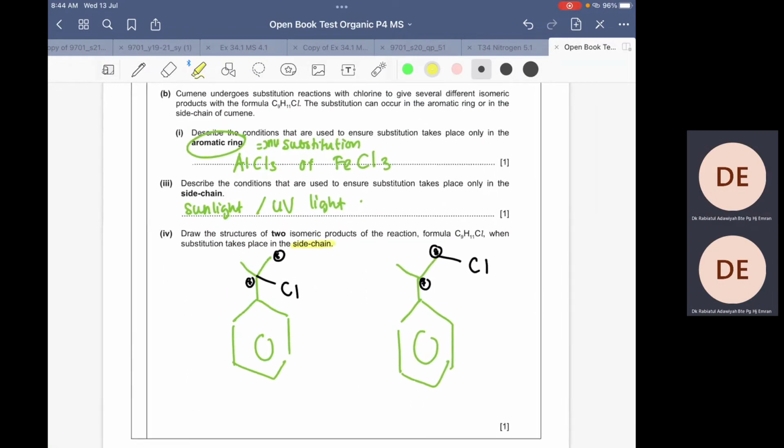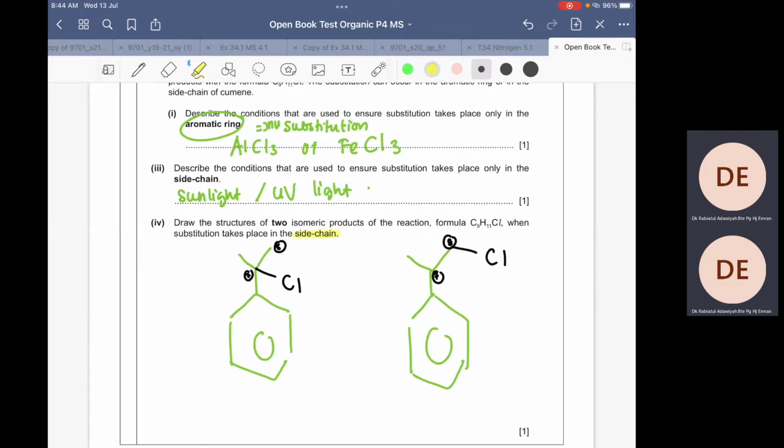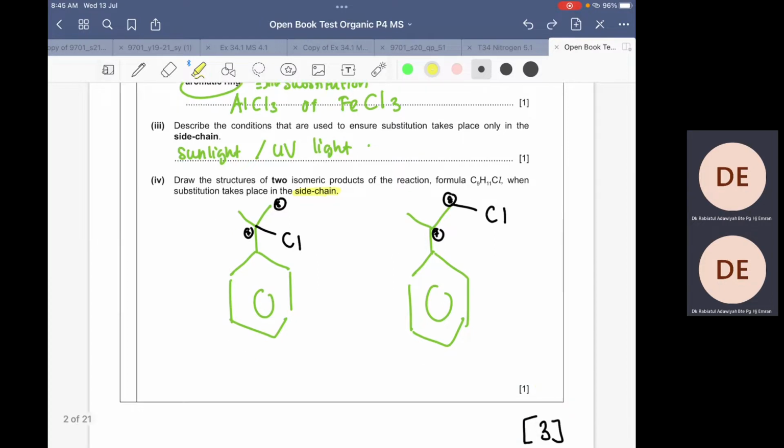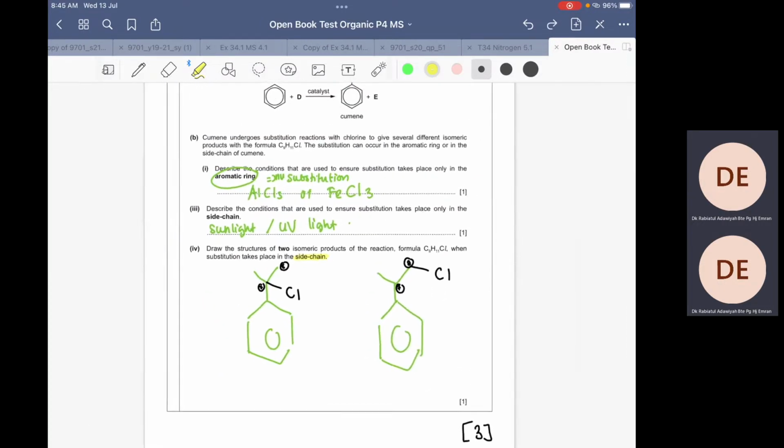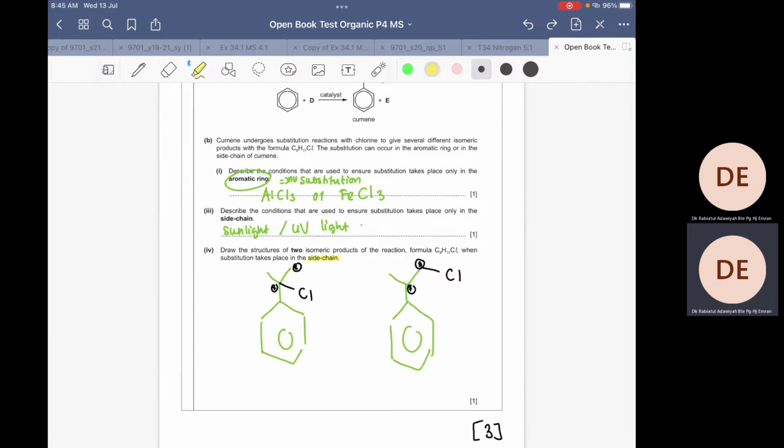So for 2 structures, you get 1 mark. If your friend only gave you 1 structure, that's 0. That's the thing about A level, there's no half marks. If only 1 out of 2 structures are correct, then there's no 1 mark. It's automatically 0. So total for this page, 3 marks.